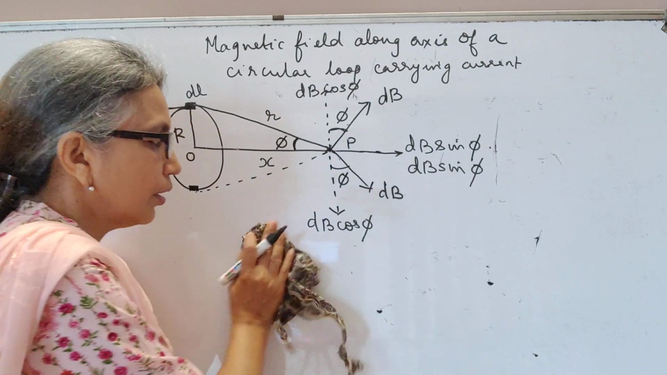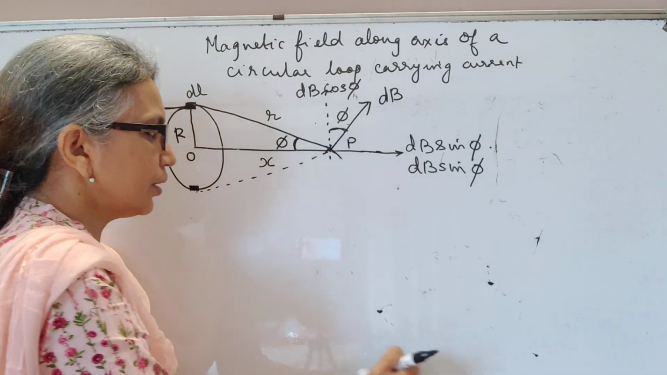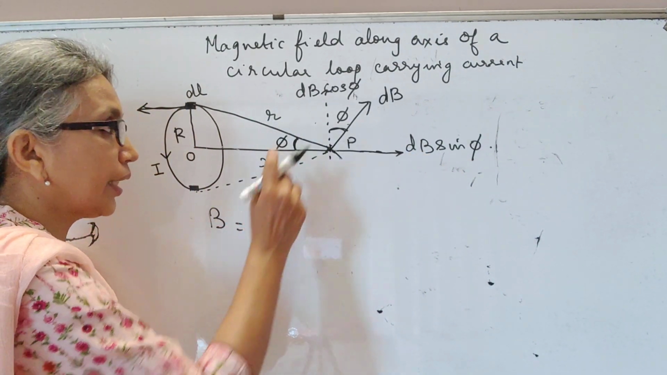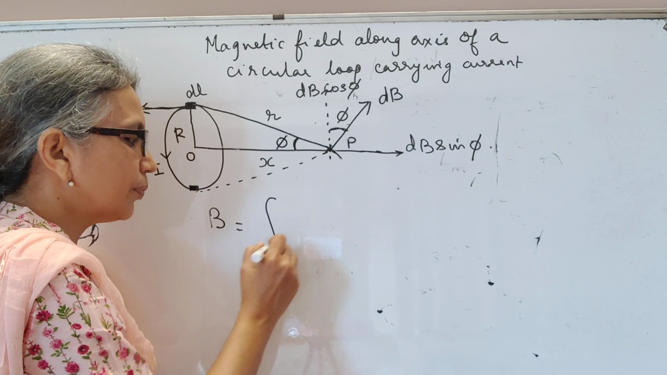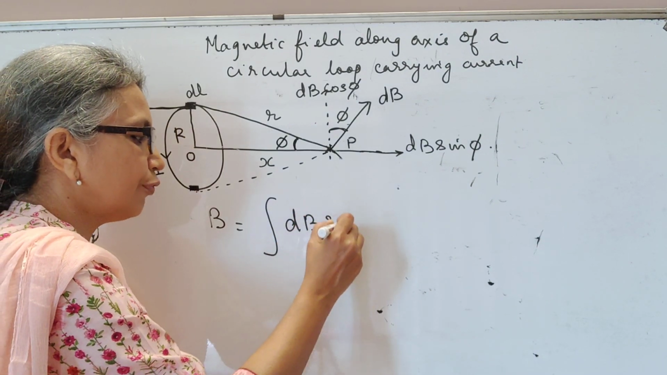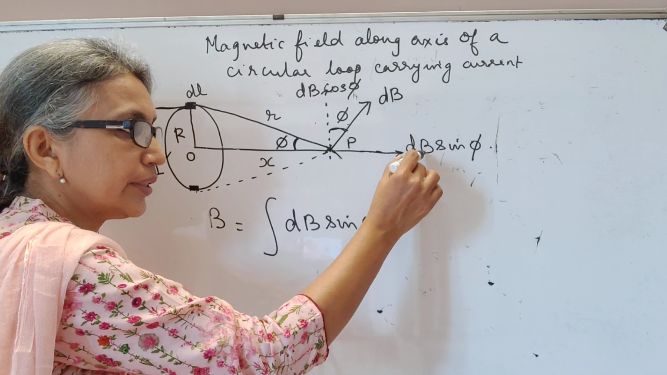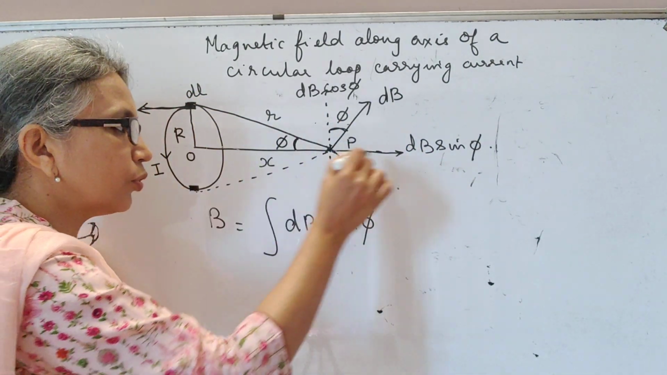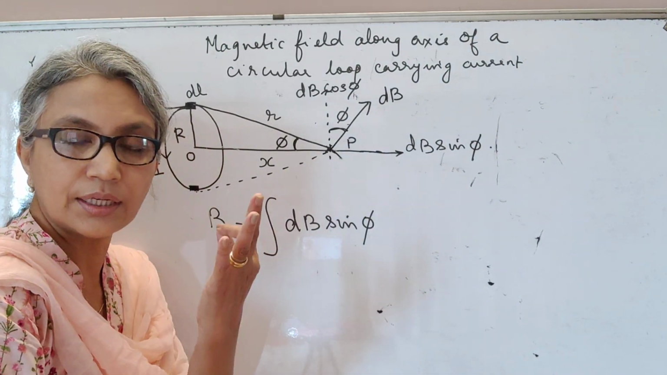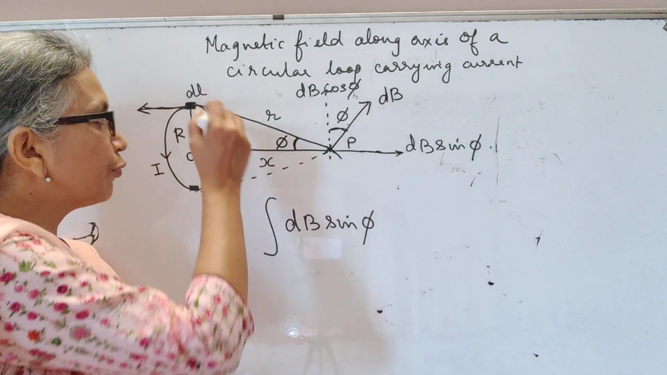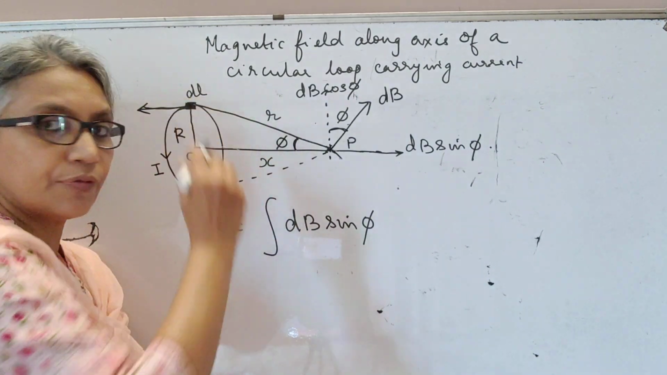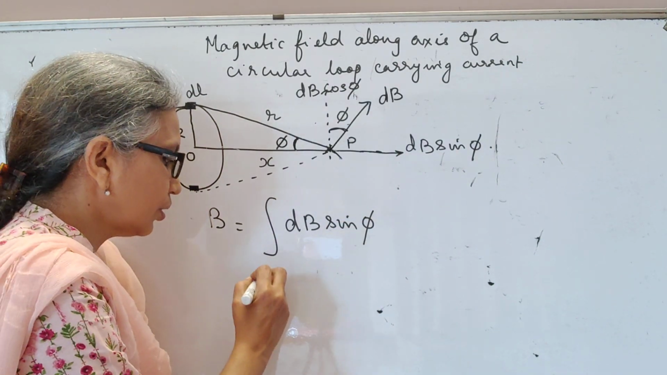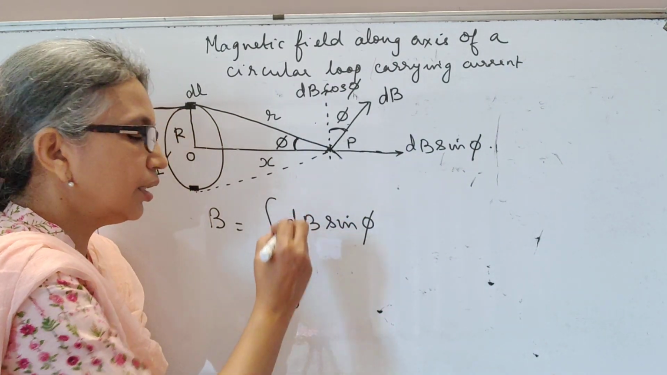So what I'm going to do now is simply integrate to find out the total field at point P. I need to simply integrate dB sin phi. I hope you understood that this one dB sin phi is because of one element dl. One more element dl would give you 2 dB sin phi. Three elements would give you 3 dB sin phi. So if you want to find out the total field due to all of these elements, you need to integrate dB sin phi.